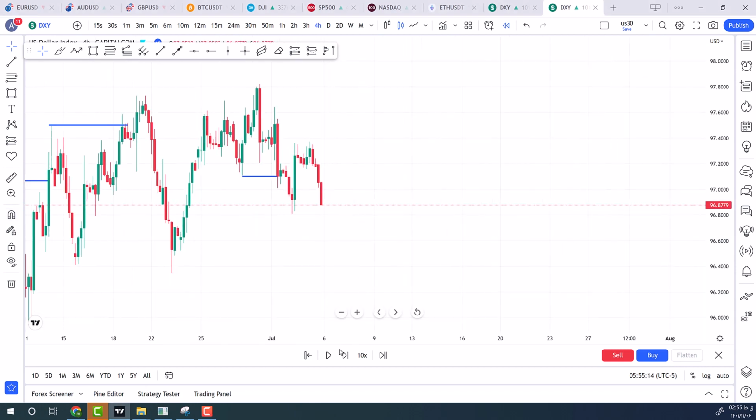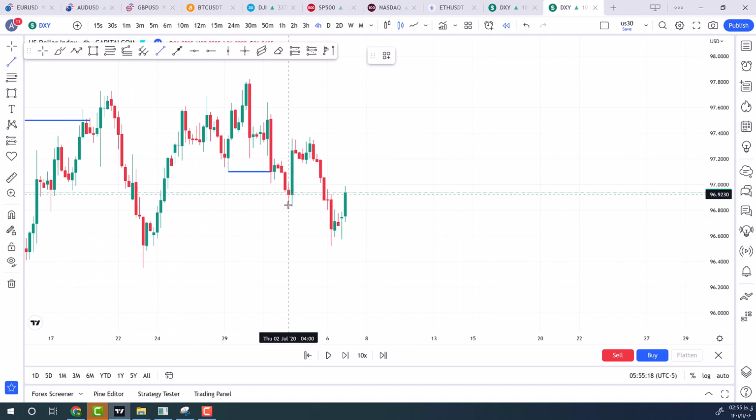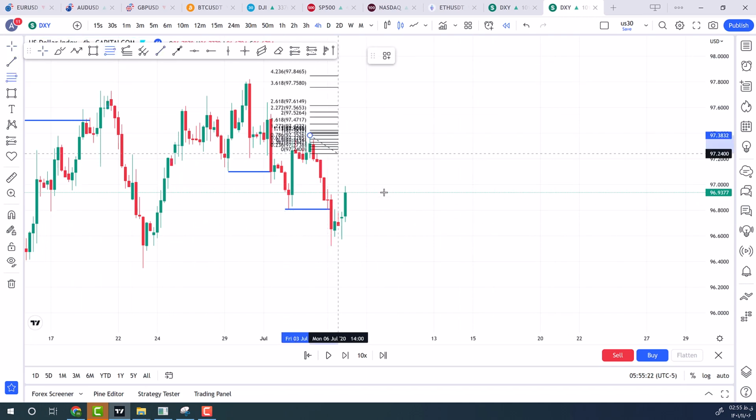So now we wait. You can see that the low gets broken. We pull our Fibonacci from here to here.